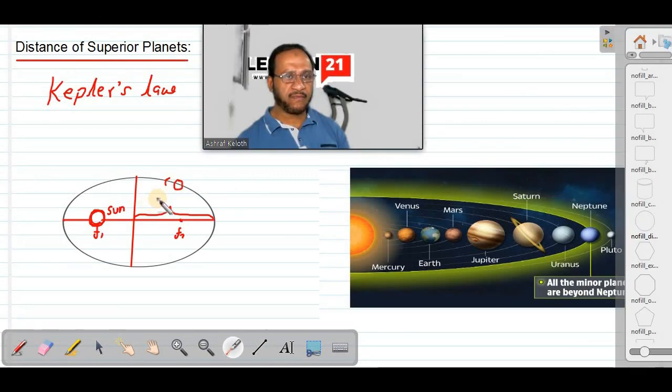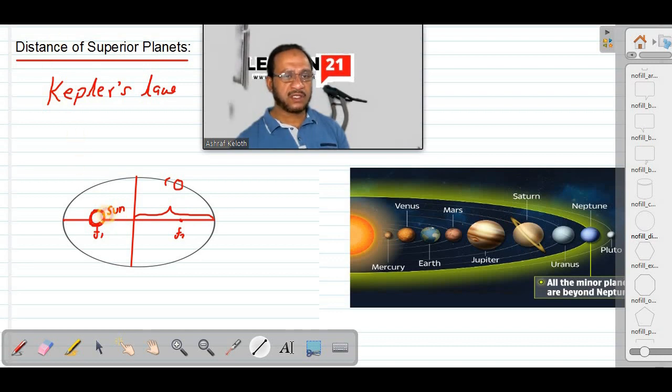There are three laws of planetary motion by Kepler. The first law is that each planet revolves around the Sun in an elliptical orbit with the Sun at one of the foci. And the second law is that the line joining the planet to the Sun.